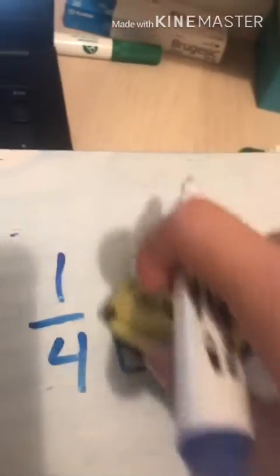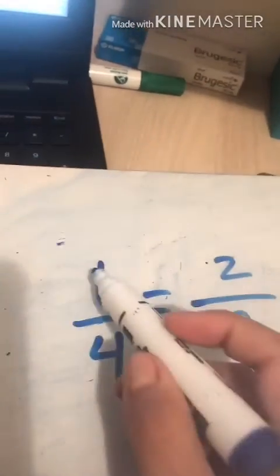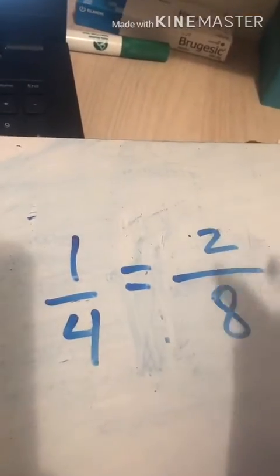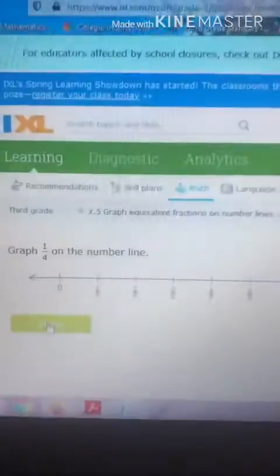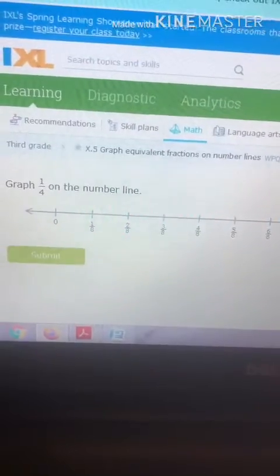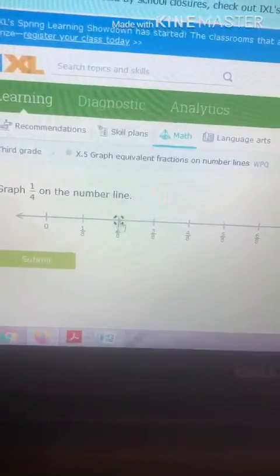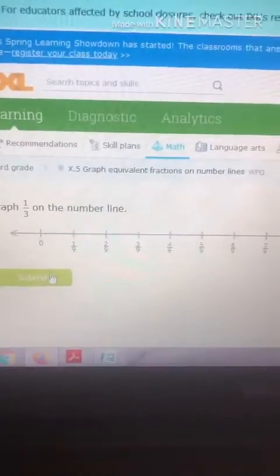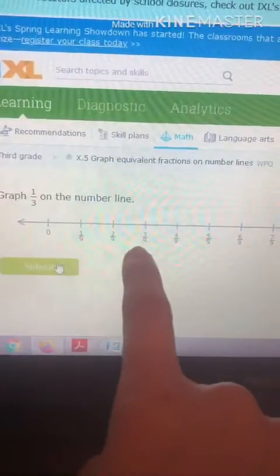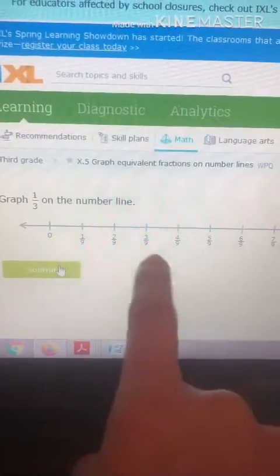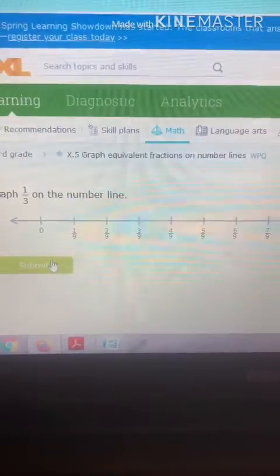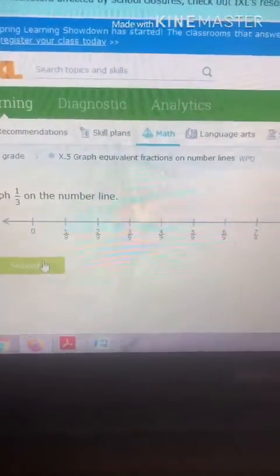If I erase whatever is in the middle and put my equal sign, 1/4 is the same as 2/8. So now I just go to my IXL and I place my 2/8. And then I click submit. Okay, this is basically what you have to continue to do. Just look at the fraction and check what the denominator is for all the fractions. And then find the number that you're multiplying by. At some point when you get really good at it, you can just do it fast in your head. Okay, good luck.